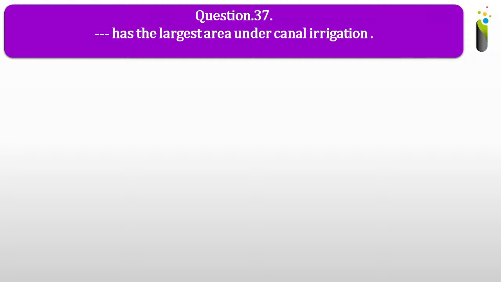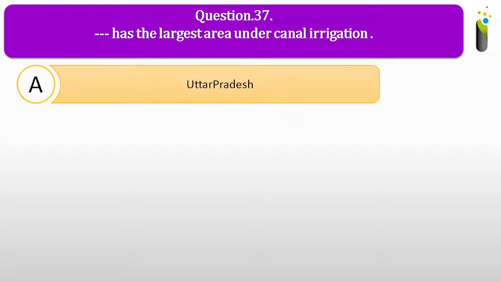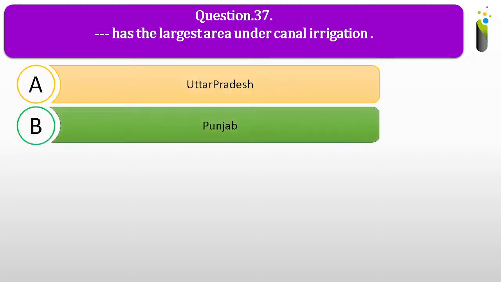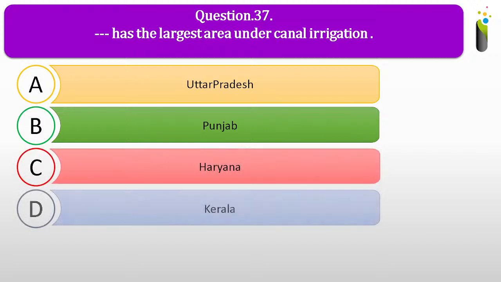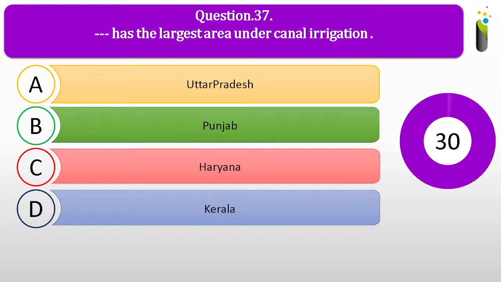Question number 37. Dash has the largest area under canal irrigation. And your options are A. Uttar Pradesh, B. Punjab, C. Haryana, D. Kerala. And your time starts now.